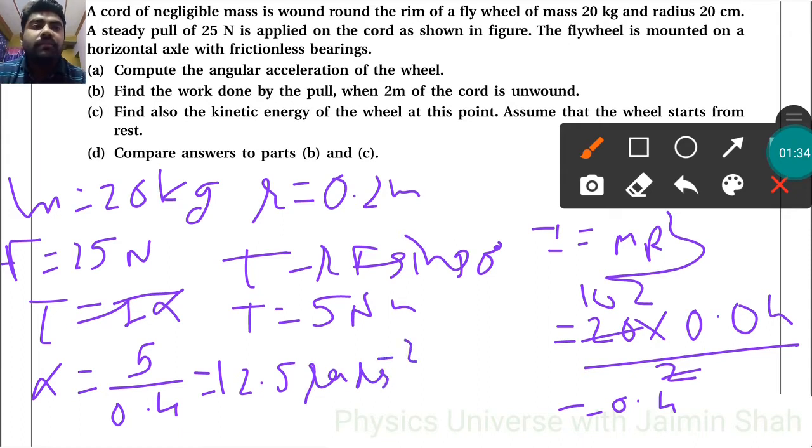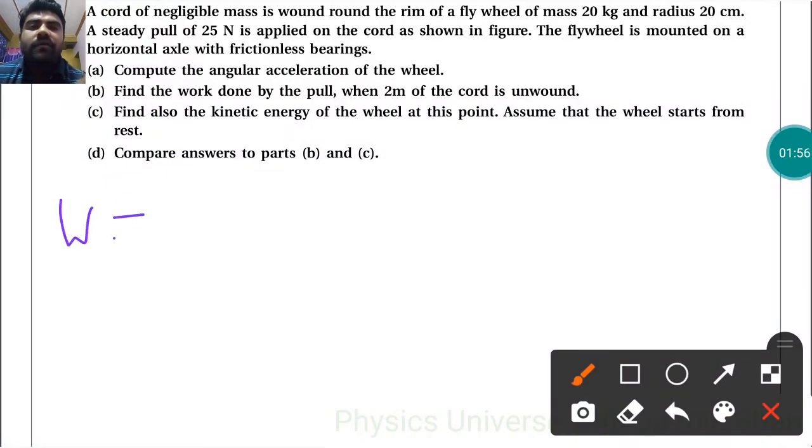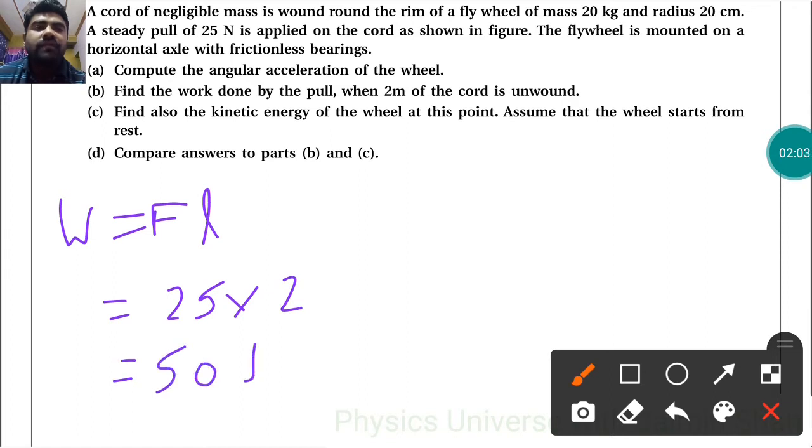B, find the work done by the pull when 2 meter of the cord is unwound. So work done, right, the formula, work done W is equal to tau into theta, right? So see here, all values we have, we can write the work done formula directly, force into L. So force is 25 Newton and 2 meter, right? So 50 joule is the work done by the pull when 2 meter of the cord is unwound, right?